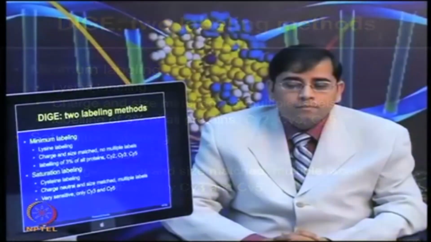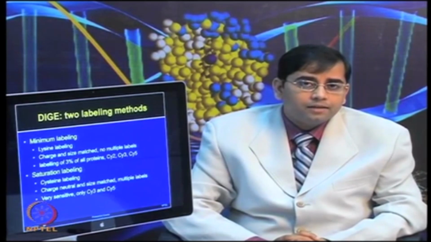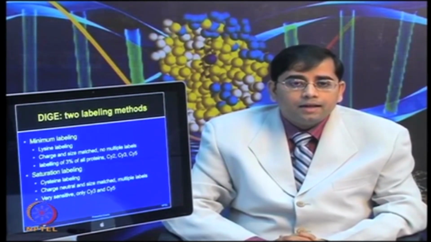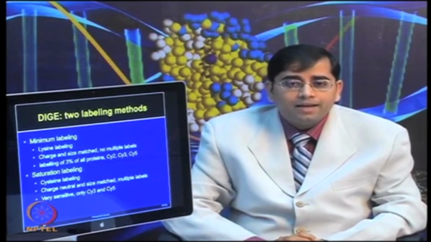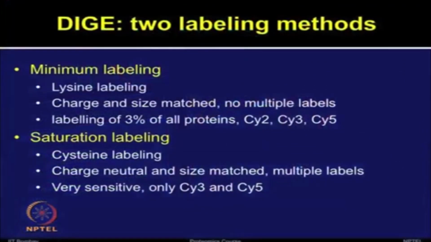The saturation labeling is done by using cysteine tagging. So, the amino acid cysteine is targeted for labeling. This is charge neutral and size matched. Multiple labels are used. It is very sensitive and used only for the Cy3 and Cy5 labeling. So, saturation labeling is not so widely used, but this is another method one can use for labeling the proteins, and it can be used in DIGE methodology.